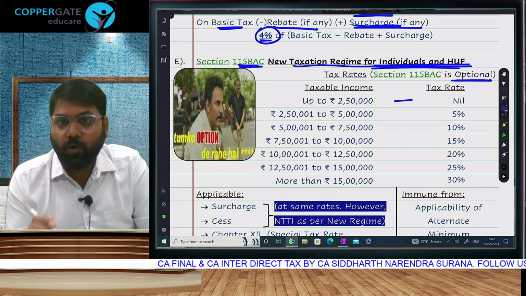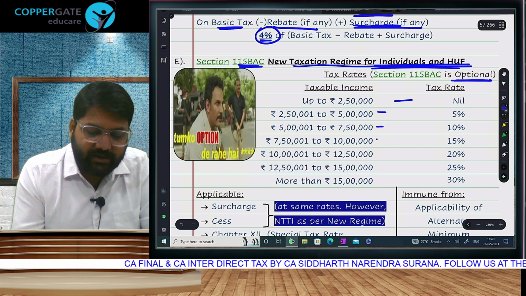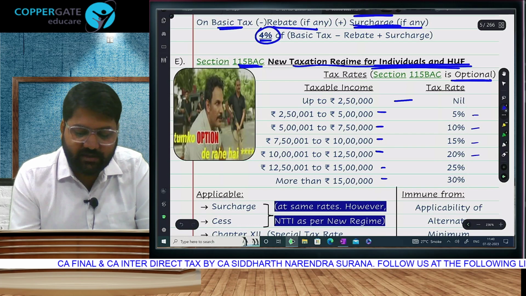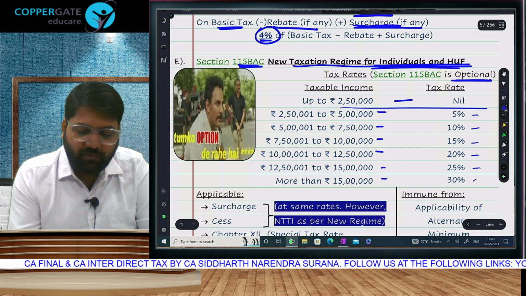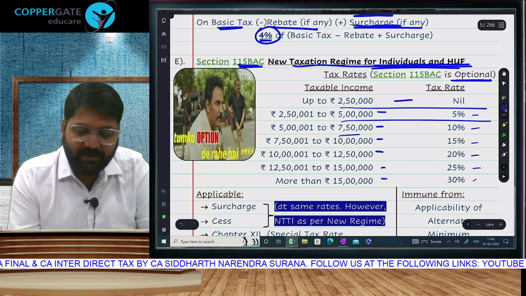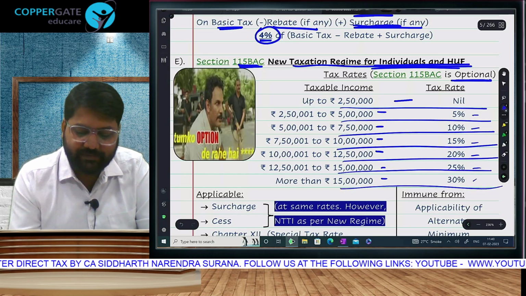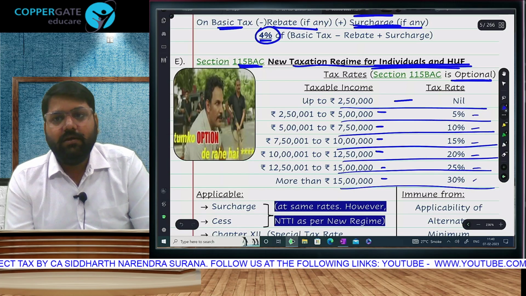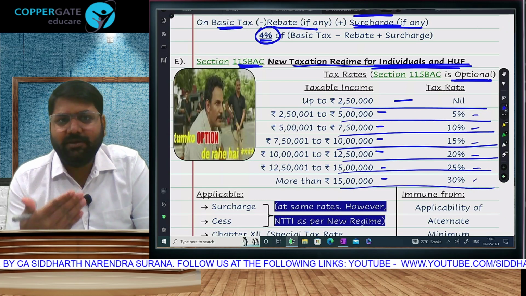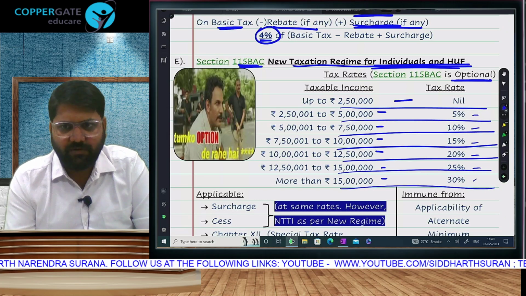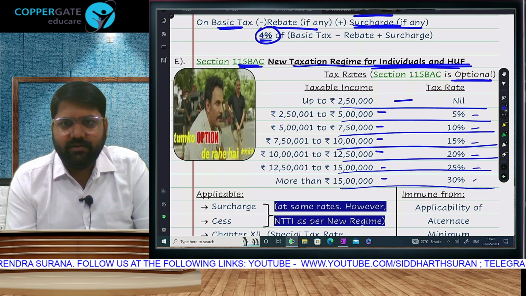And then if you observe the slabs, the slabs are continuously increasing by 2,50,000 and the rates are continuously increasing by 5%. So 2.5 lakh tak 0, 5 lakh tak 5%, 7.5 lakh 10%, 10 lakh 15%, 12.5 lakh 20%, 15 lakh 25%, and after 15 lakh 30%. Slab is of 2.5 lakh, rate is increasing by 5%.